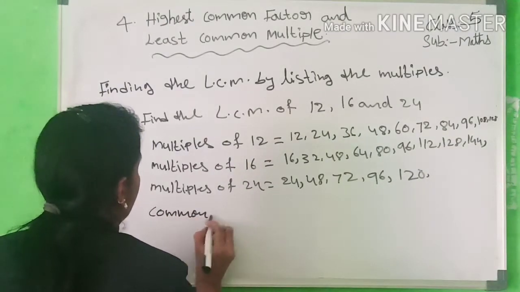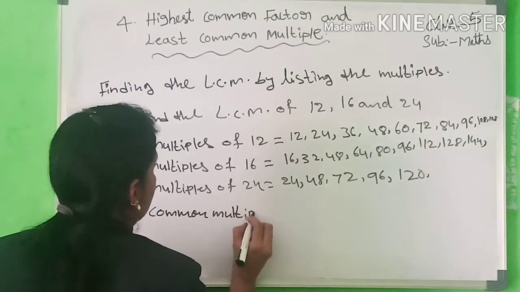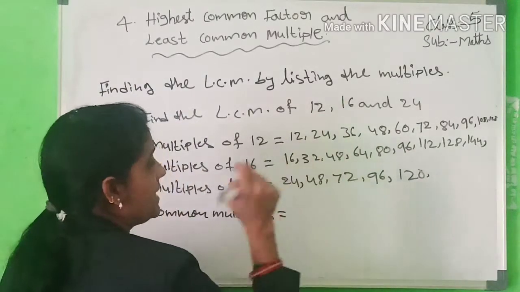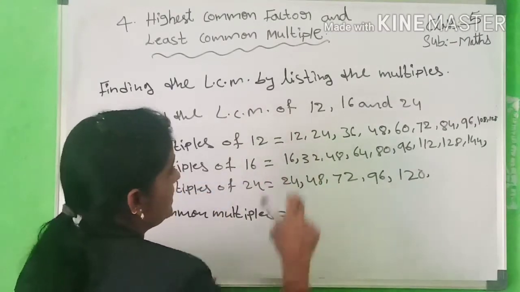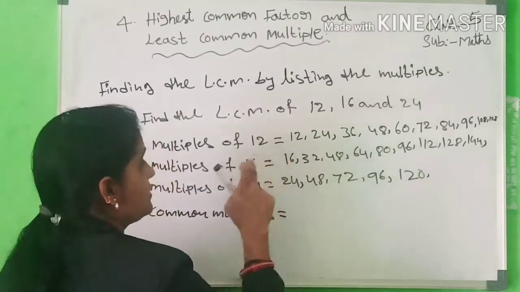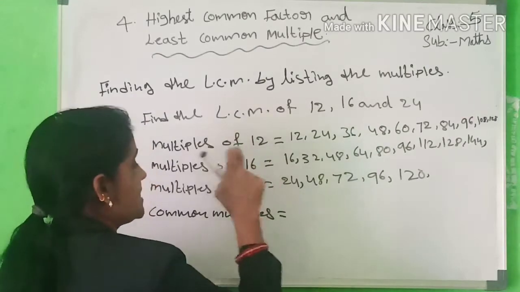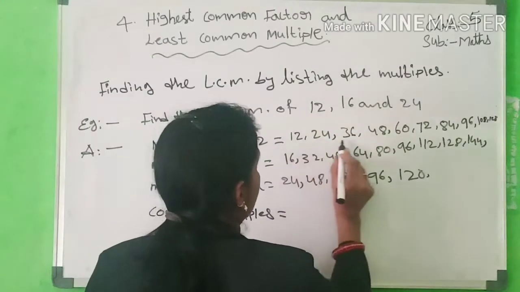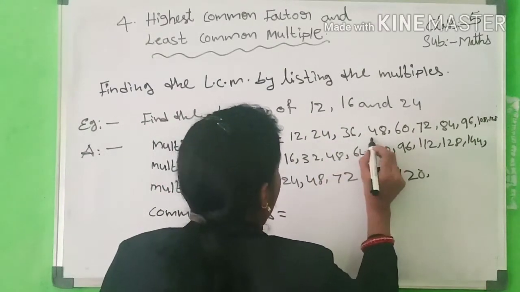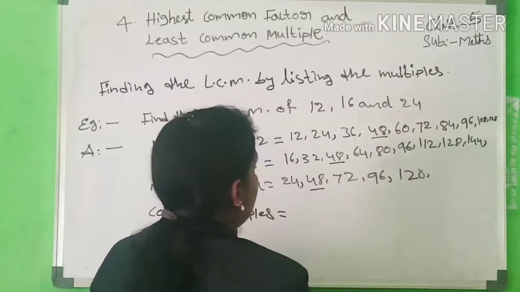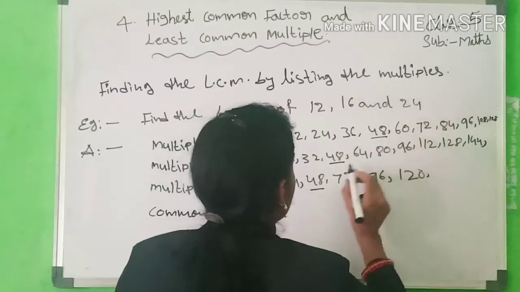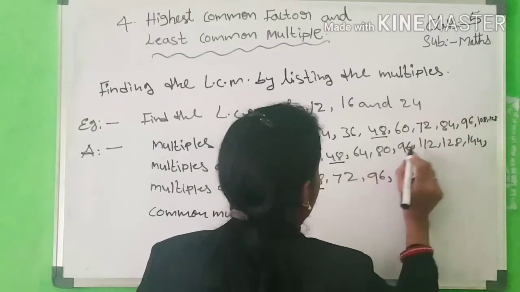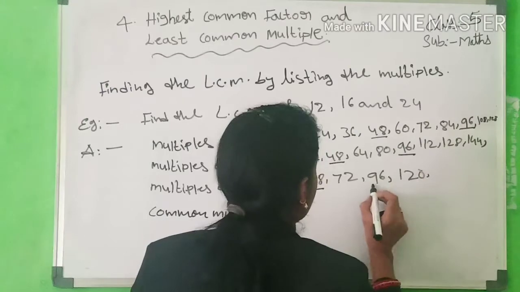Common multiples. What are the common ones? Check it. Which numbers do these 3 lists have in common? Look here. Okay, 48, 48, 48. Now check it again. Okay, 96, 96, 96.